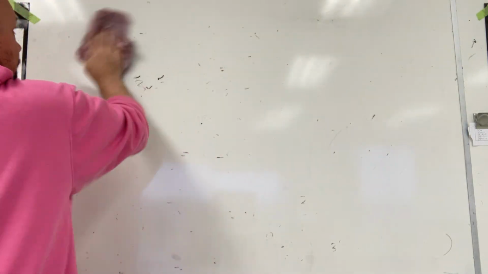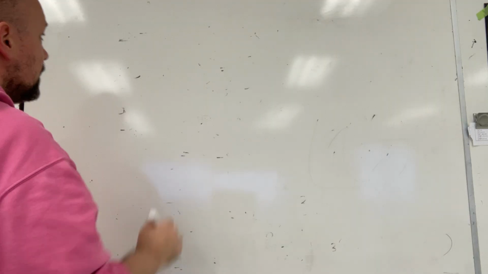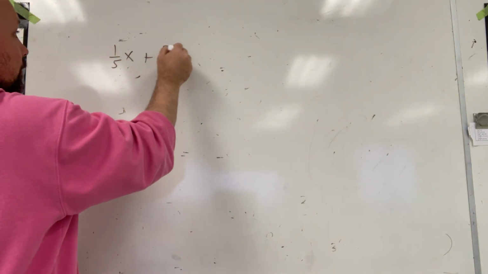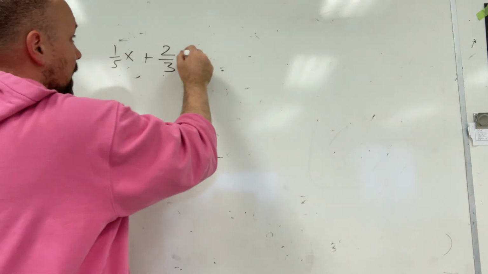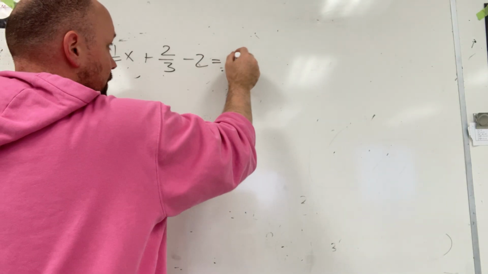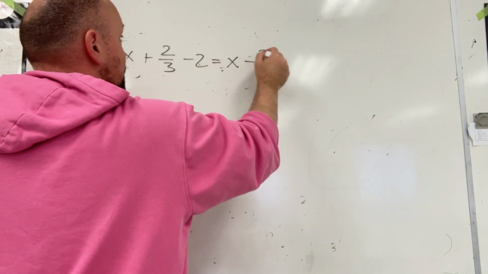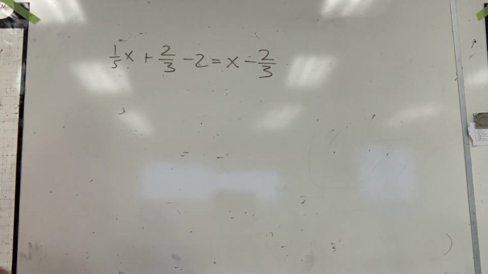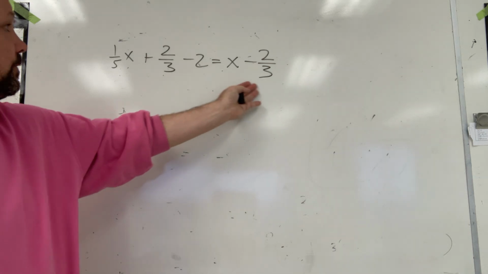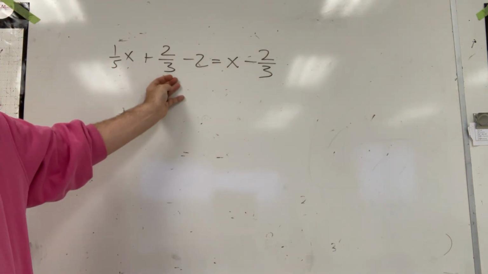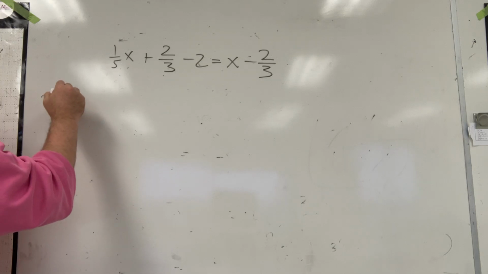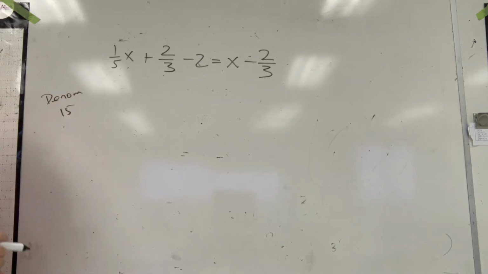All right, let's look at a different one, with just a different look to it. Okay? So if I have (1/5)x plus 2/3 minus 2 is equal to x minus 2/3. Okay? So if I have this, I'm looking at the denominators. It looks like there's a denominator of 5 and a denominator of 3. Right? So that means my common denominator is 15.